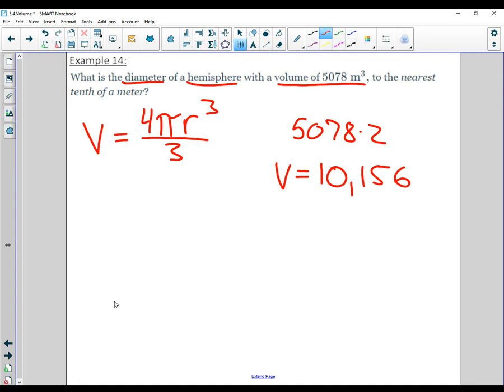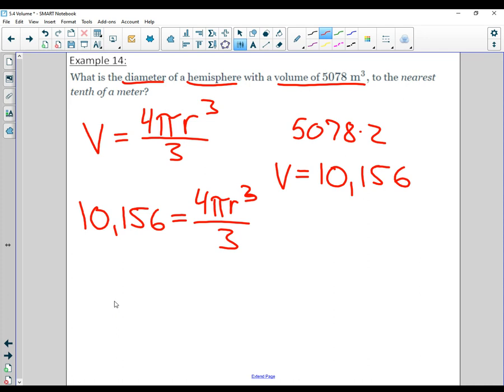All right. So it gave us the volume for a hemisphere. We have the volume for a whole sphere, so double it to make it a whole sphere. Now we know the volume is 10,156 equals 4 pi r cubed over 3. Now we have to solve for r.